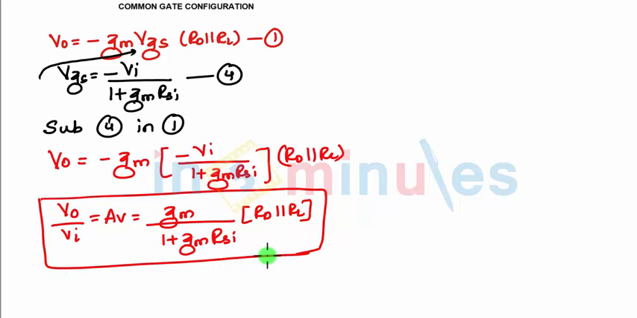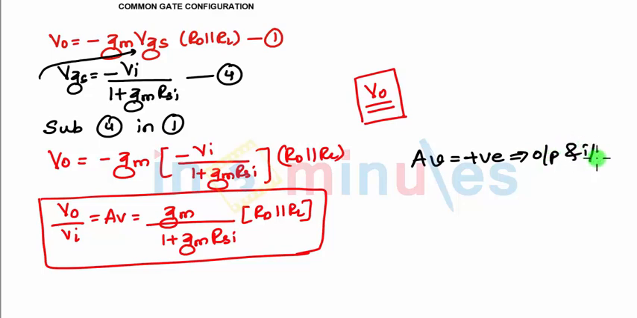Now in the problem they have told us to find the output voltage VO. First let's complete the derivation for current gain, then we can go for the final output voltage. Now what you can predict from this voltage gain equation is that your voltage gain AV is positive, which implies output and input are in phase. If the sign is negative, it indicates that both are out of phase, right?